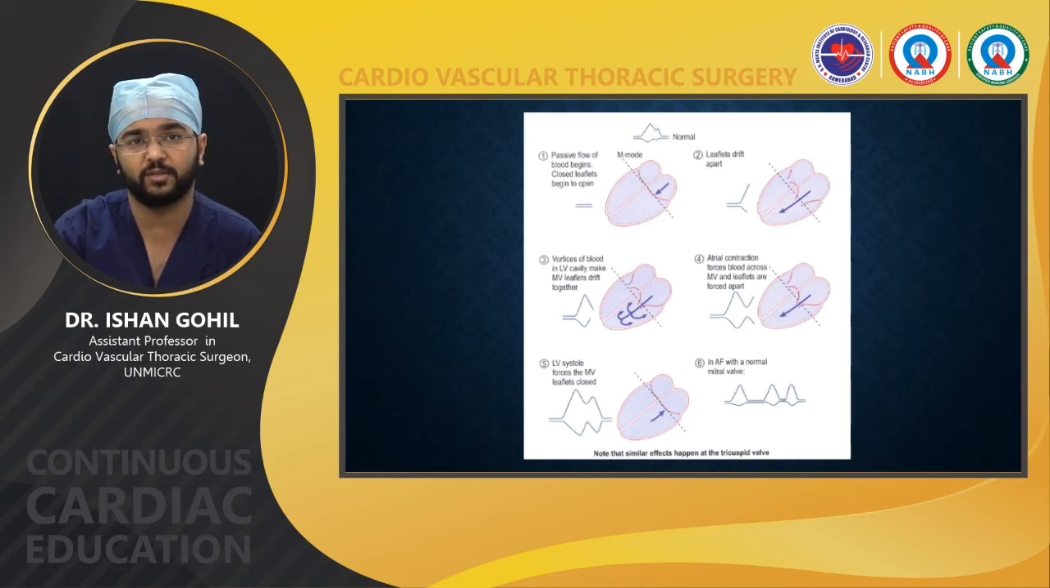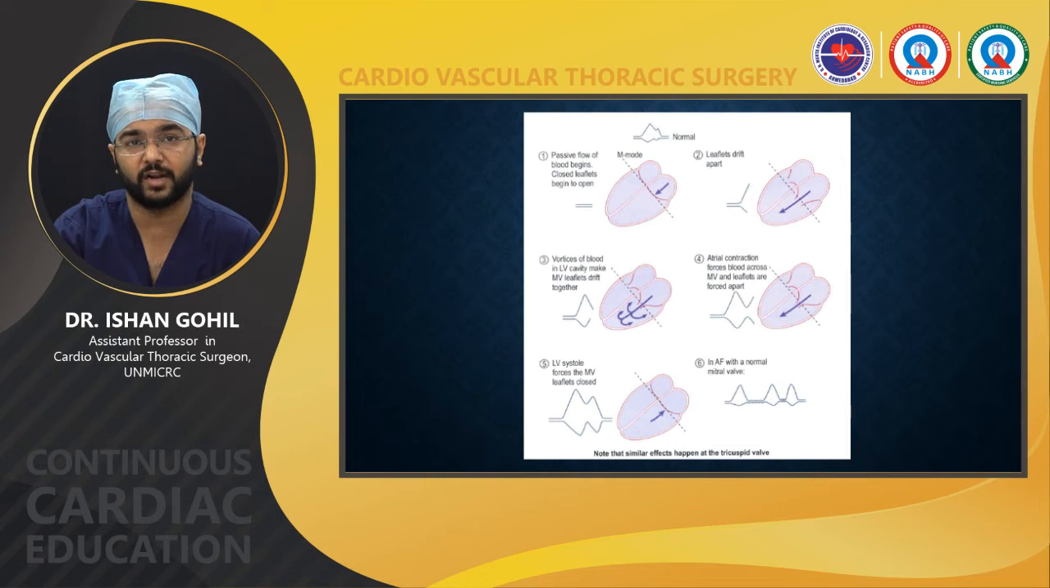Now as the flow goes from LA to LV, the distance between the leaflets increases. Hence we can see the AML going upwards and PML going downwards in M mode of echo. Now the vortices of the blood, which goes from LA to LV, curl around and again make the AML and PML come towards each other. So in the echo, the graph goes downwards for AML as well as PML, and the coaptation distance between the AML and PML decreases.